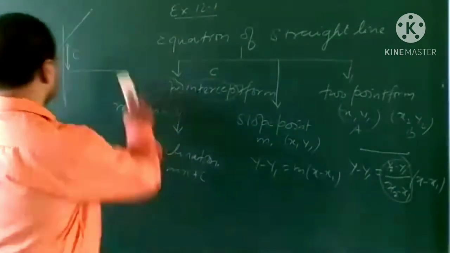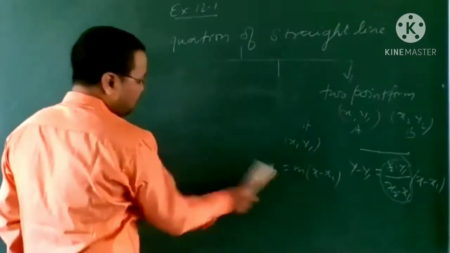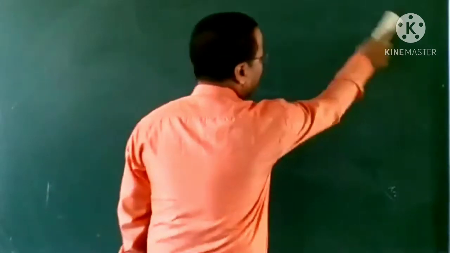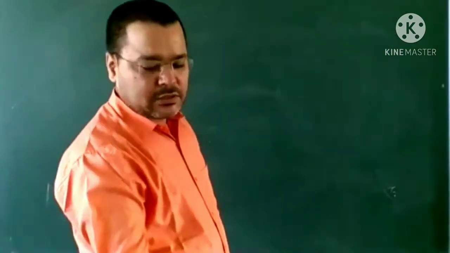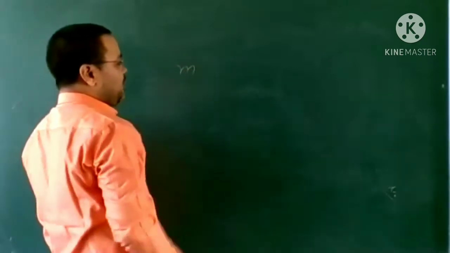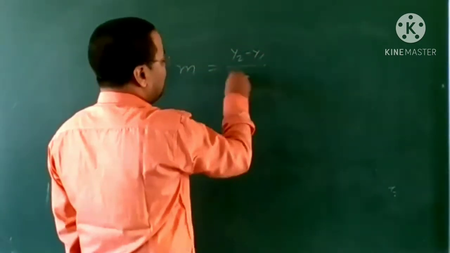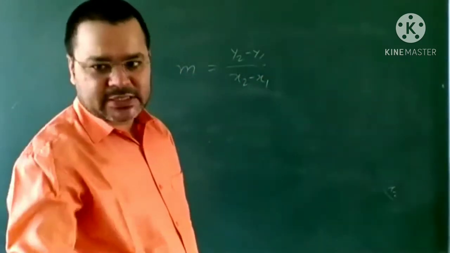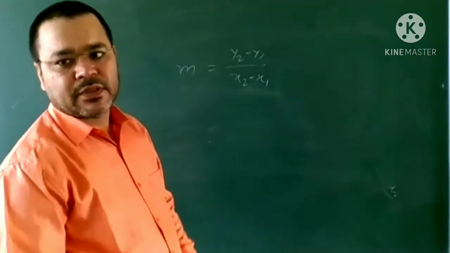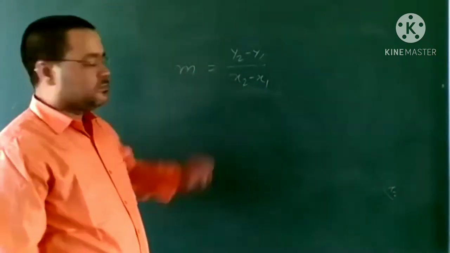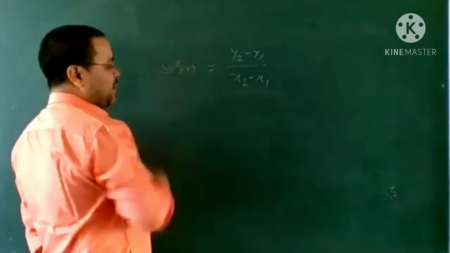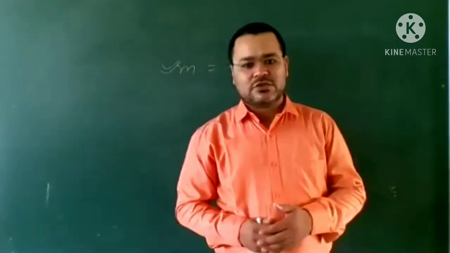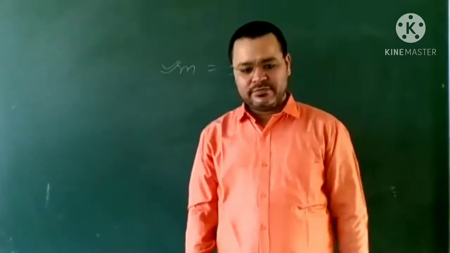If 2 points are given, that is x1, y1 and x2, y2, then with the help of these 2 points we can also find the slope, that is m equal to y2 minus y1 upon x2 minus x1. So using this value directly, we can find the slope. Just like if the question gives 2 points and asks to find the slope, you can find it from here.